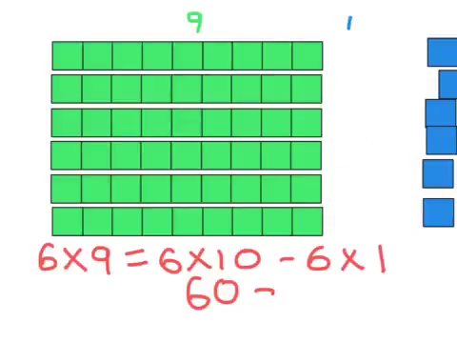6 times 1 is just 6. So we need to take those away. So 60 take away 6. We can just count back, or we know that it's going to end in a 4. 6 groups of 9, 54.